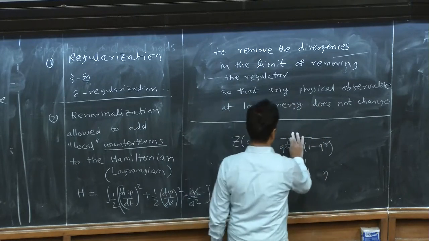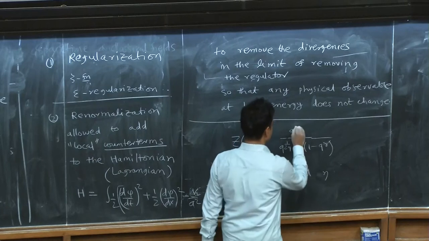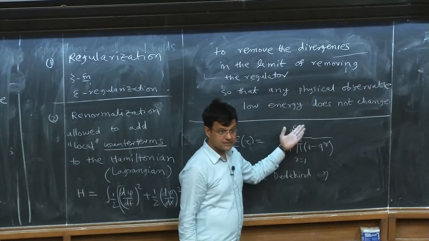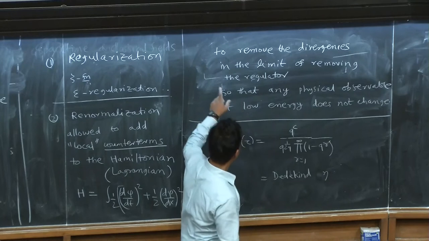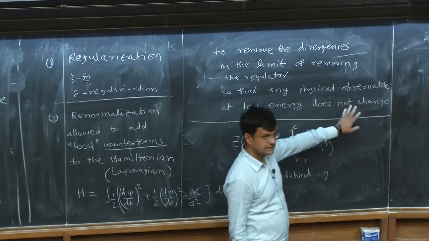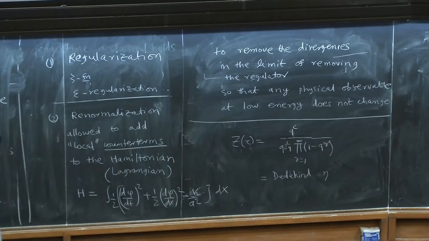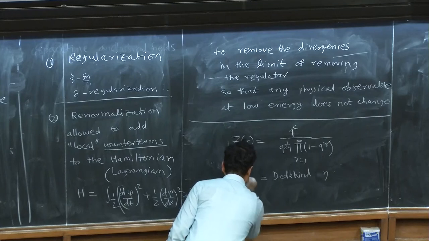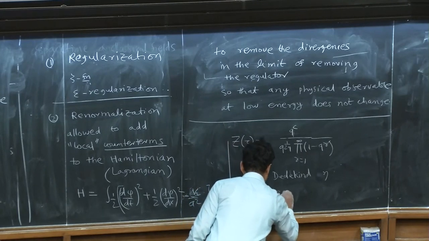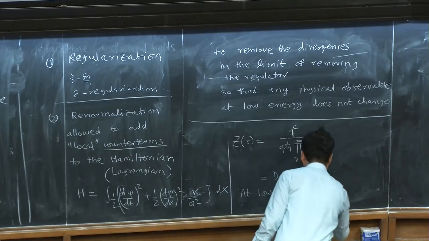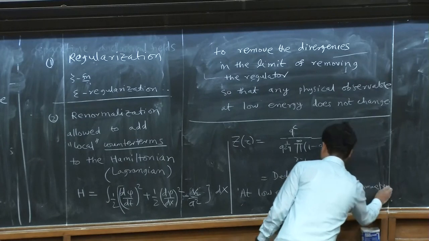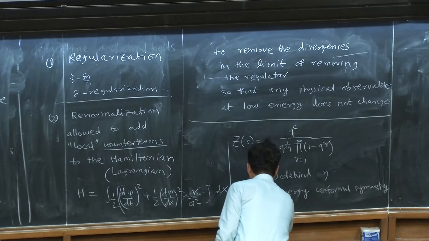Now you're absolutely right that a priori this Q could have had some arbitrary finite constant left over. And what is the principle which dictates this? One principle is that the physical observables at low energy should not change. In this particular problem, there is actually a symmetry, which is conformal symmetry, that at low energies you have conformal symmetry. Then, if you demand that, this implies that C is equal to zero.